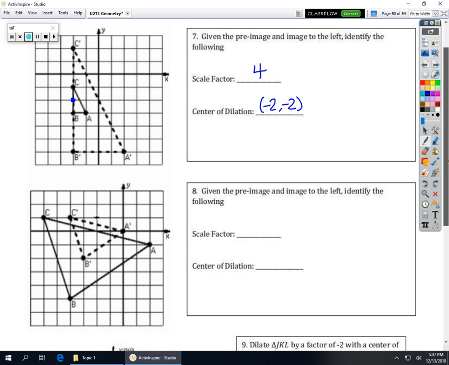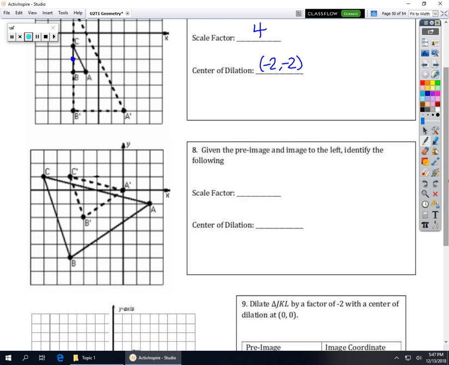All right, next here. Given the pre-image and image to the left, identify the following. Same thing, scale factor and center. So, pay attention. What's the original? The original this time is larger. The new one is smaller. So here, if I see CA, you can kind of tell just by looking that the original is twice as big as the new one. That means the new one is half the size. So the scale factor is half.